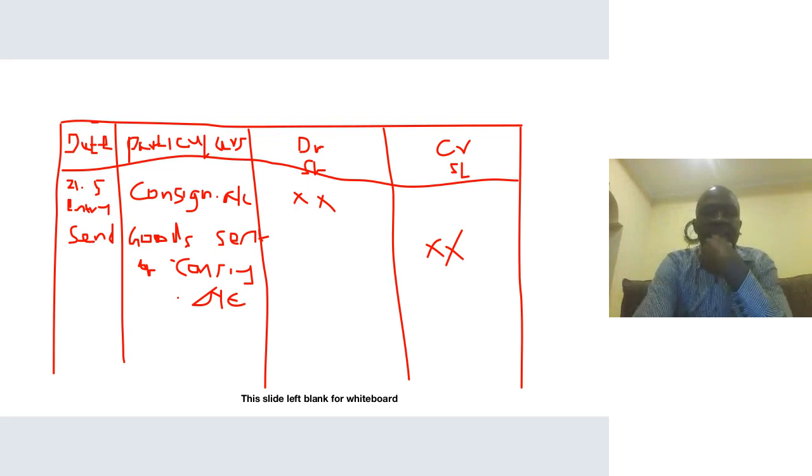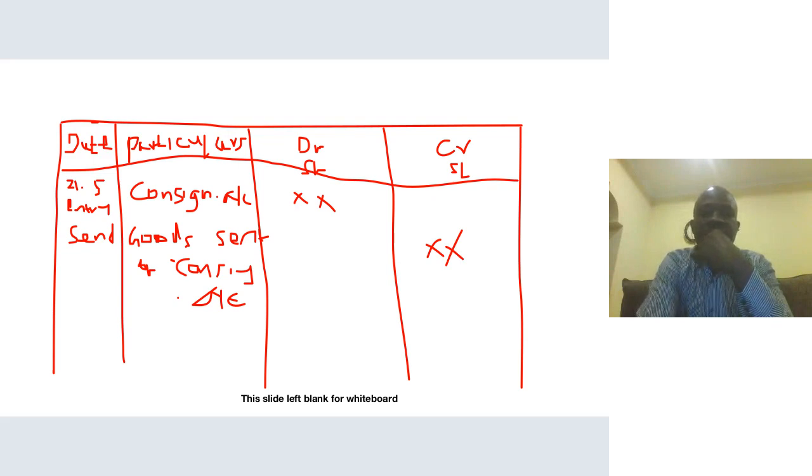The other entry, number 6, is the entry for commission. Remember, we said that the consignee is being paid a commission based on the sale that he or she has made. So if there is any commission to be paid to the consignee, one, we debit consignment account, and two, we credit consignee account. And the reason is, being commission recorded.